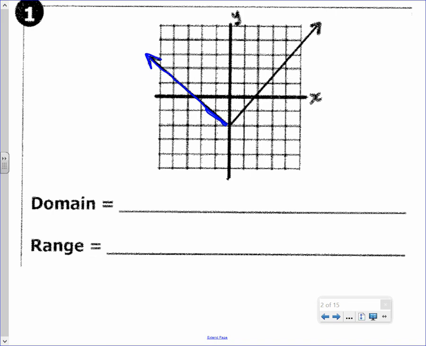Look at, what does that arrow mean? Forever and ever and ever. Look at that, and same thing over here. Forever and ever that way. So what are the possible x values for this function?